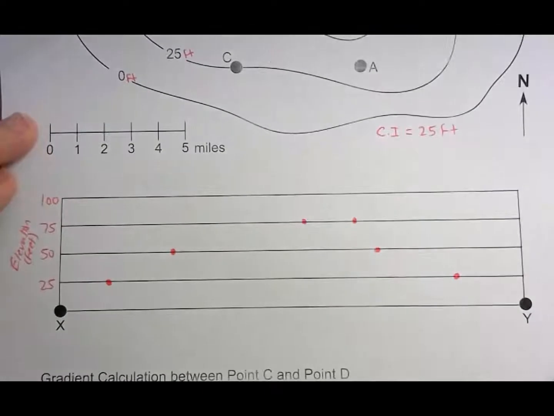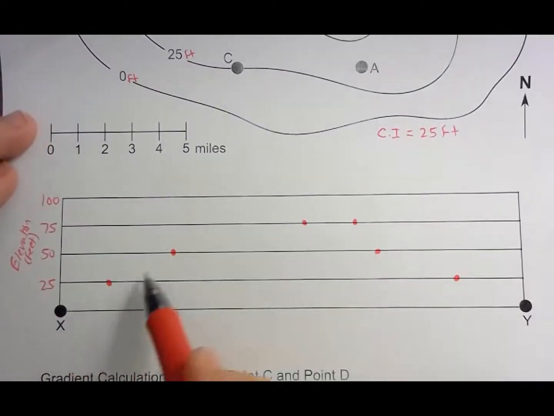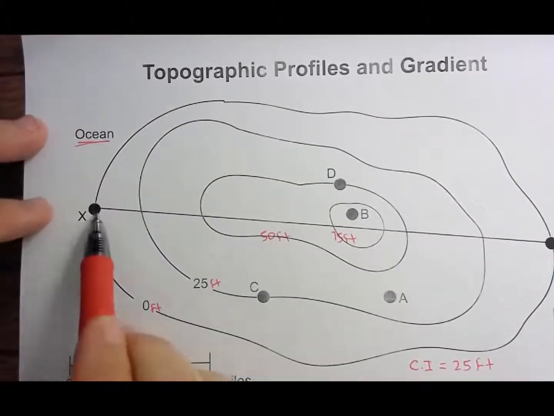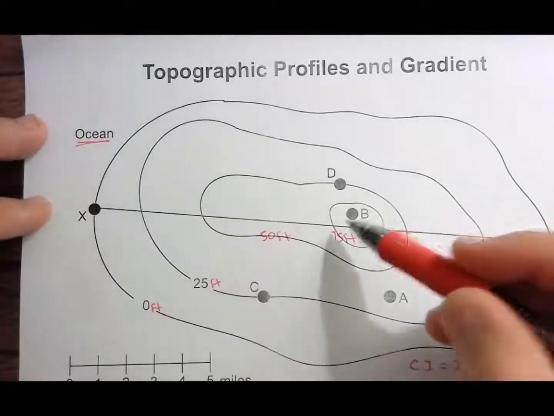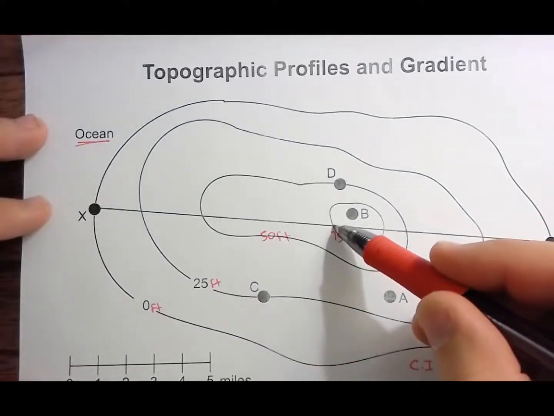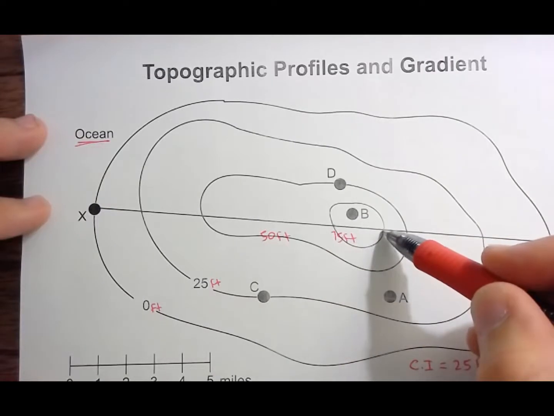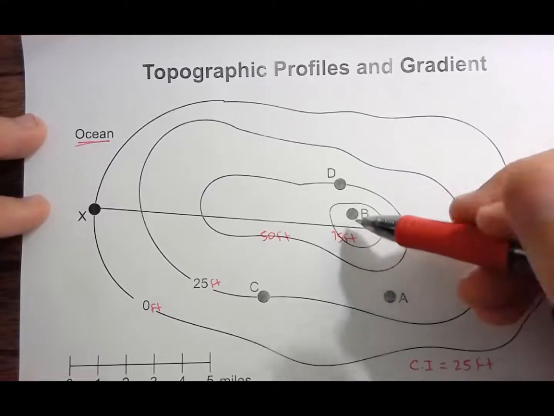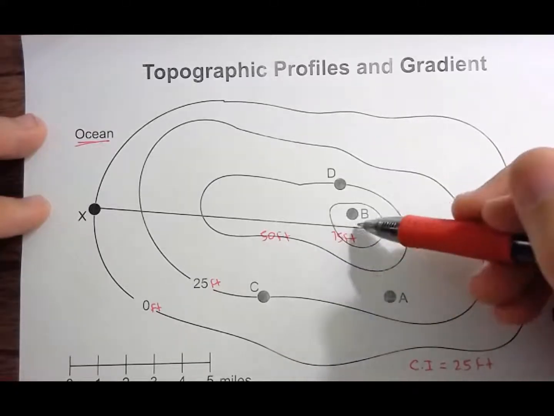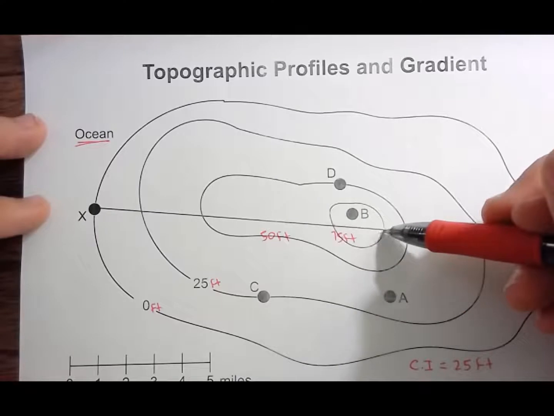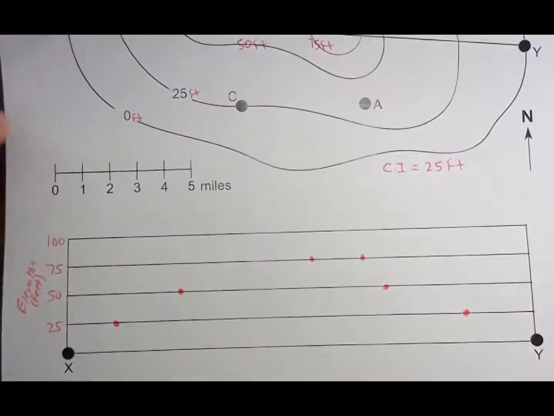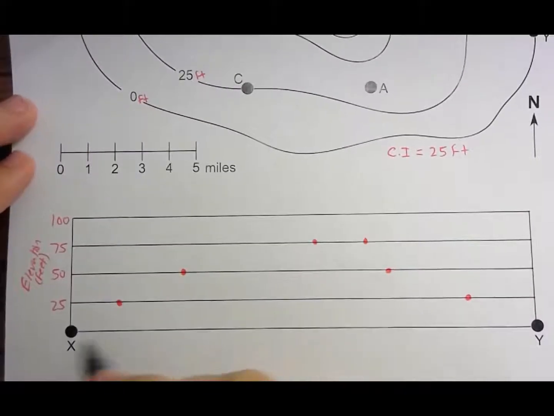To complete our topographic profile, you have to connect all of these points with a smooth curve. And to do that, you have to look at the map and think, if I go from X up until I hit this first point at 75, you're going uphill. From 75 till you hit 75 again, you're still going uphill, because this point B is within the 75-foot contour. That means it's higher. So you're going up, and then you start to go back down as you go towards Y. So the profile is going to look something like this.